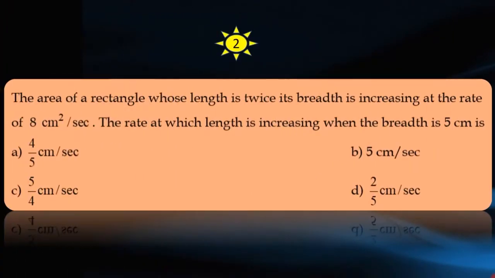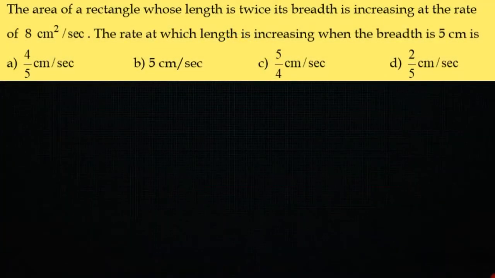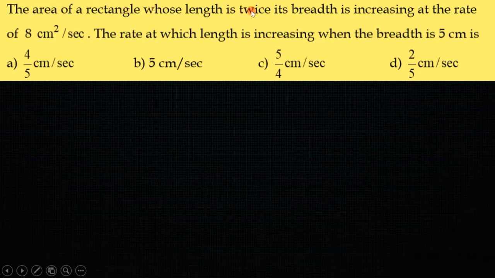Dear students, see the question number 2. Read the question and write it. The question is, the area of a rectangle whose length is twice its breadth is increasing at the rate of 8 cm square per second. The rate at which length is increasing when the breadth is 5 centimeters is, options are 4 by 5 centimeter per second, 5 centimeters per second, 5 by 4 centimeters per second, 2 by 5 centimeters per second.